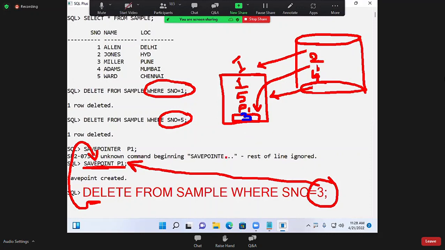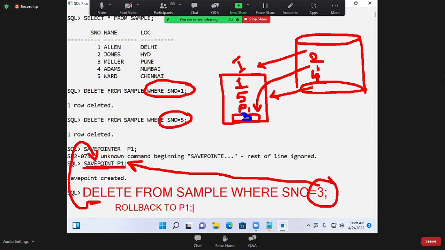Then what do we write here? What is the syntax to roll back? Rollback. Okay, to which pointer? P1. Yes or no? Now tell me, if I'm using rollback to P1, under P1, how many rows did I save? Only one row I saved. What is that? 3. So rollback means what?